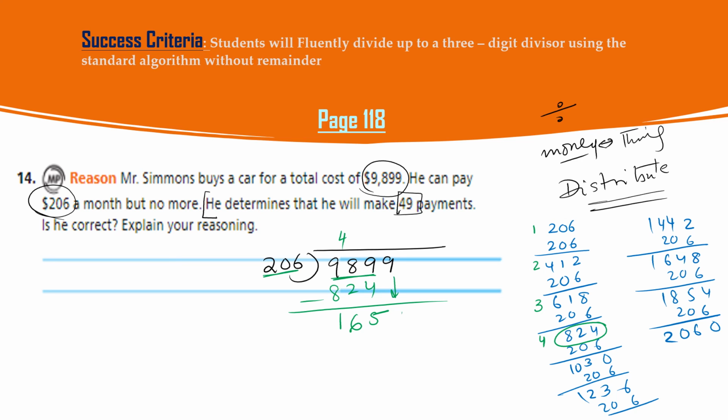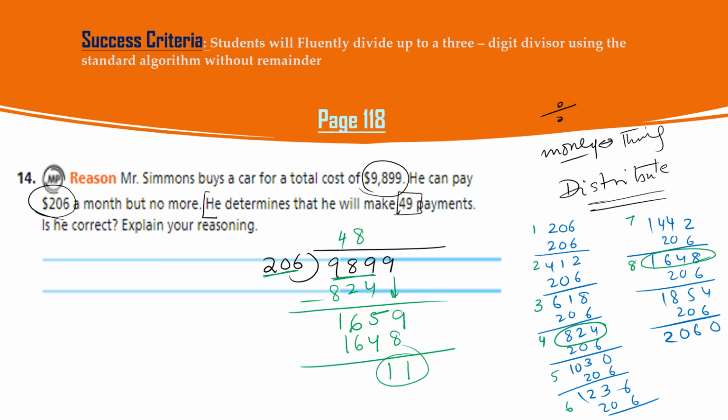Bring this 9 down. Now 1659, I can see here. So it is 5, 6 and here 7 and here 8. So 8 times I will get 1648. Then 9 minus 8 is 1, and here 1. So 11. So he cannot pay more than that and he can pay 206 per month.